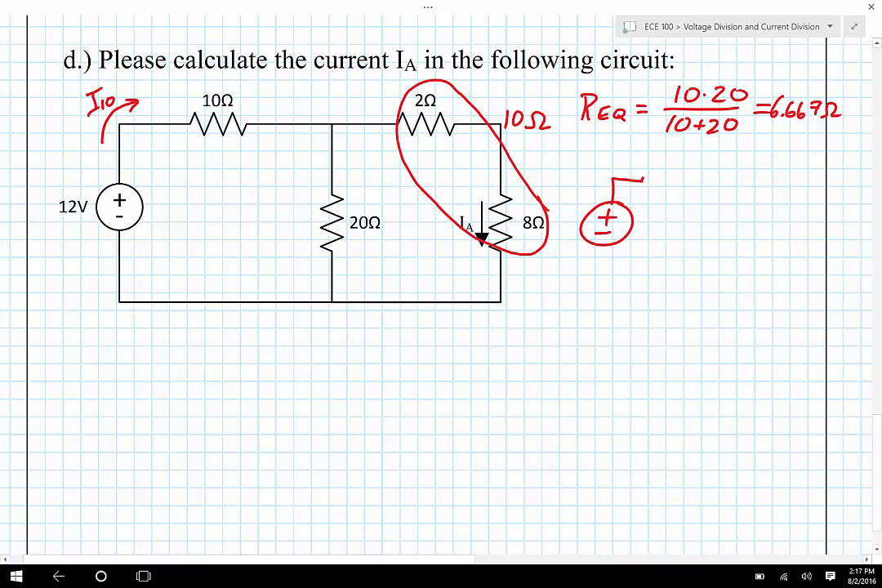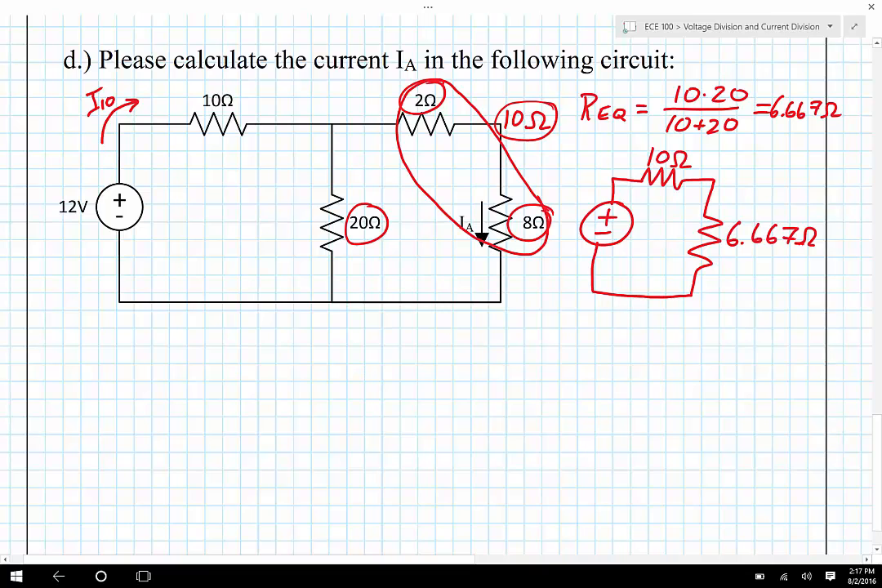Okay, so I know that I can redraw the circuit and it'll look like this. I have a voltage source. That 10 ohm resistor remains unchanged. And I've now, in one step, combined the 8 and the 2 in series. Then I combine the 10 and the 20 in parallel, and I end up with 6.667 ohms. And then the 10 ohms remains unchanged. This is I10, as I labeled it in the original figure. This is 12 volts. By the way, that I10, that's now down to the same current that's flowing around the entire circuit.